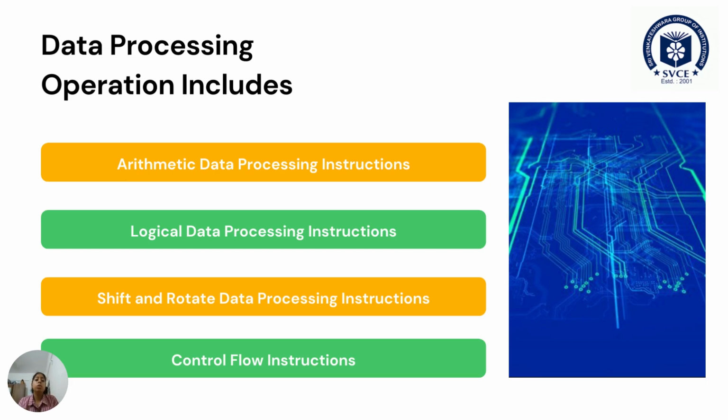So now we will look at different types of data processing instructions. Data processing operations include arithmetic and logical data processing instructions, shift and rotate data processing instructions, and control flow instructions. Now let's learn more about each of these.